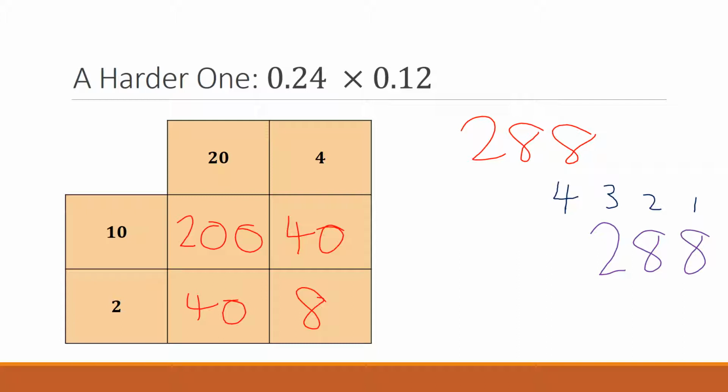So let's write down a 4 there. And what I do is I just put a 0 there. Because remember, it's kind of like we've got 288, but then we're shifting it down a whole bunch of spaces. Don't forget to add the point as well. Because we've got a number less than 1, we always have to write 0 point something. So there you have it. 0.24 times 0.12 is 0.0288.